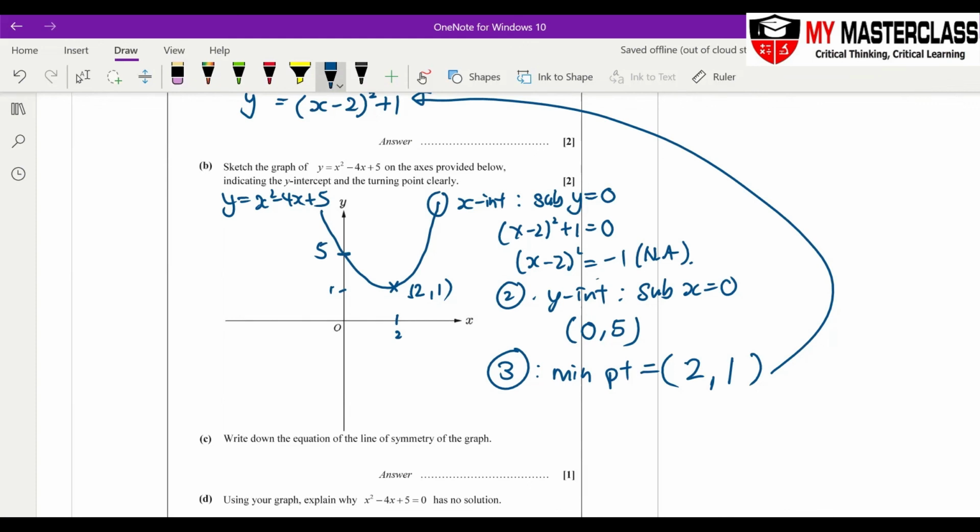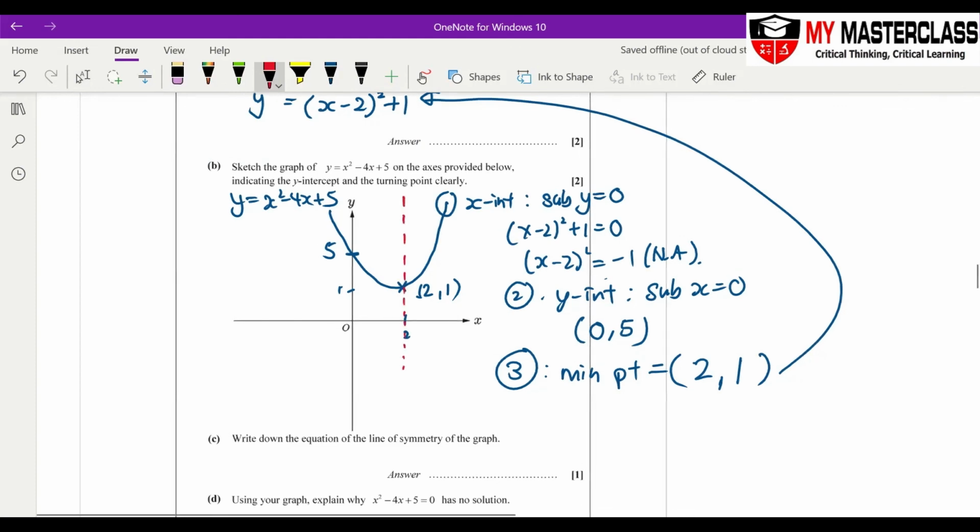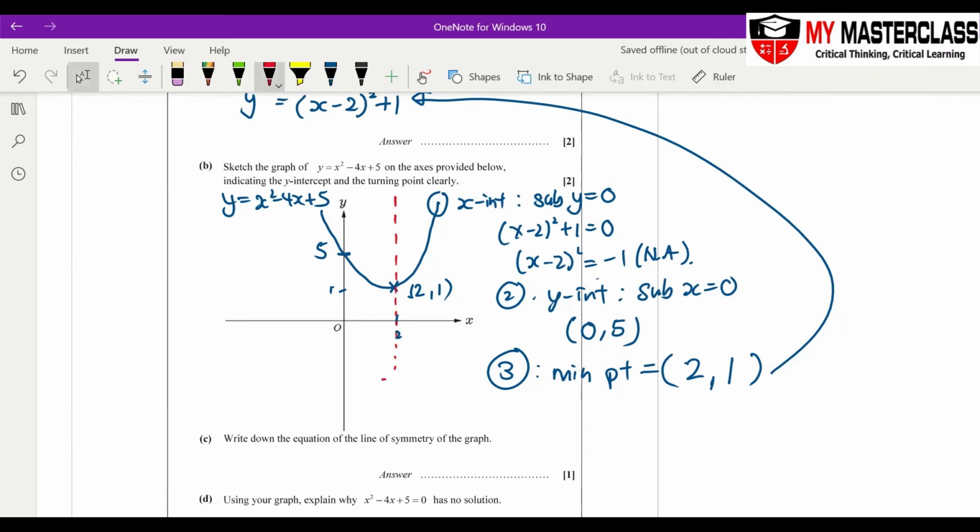And what is the equation of the line of symmetry? This is the line of symmetry, right? A vertical line. What is the equation of a vertical line? Yes, Kenny. x equals 2. So immediately you write down x equals 2.